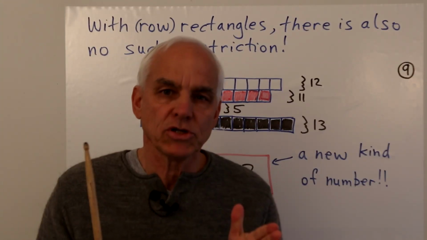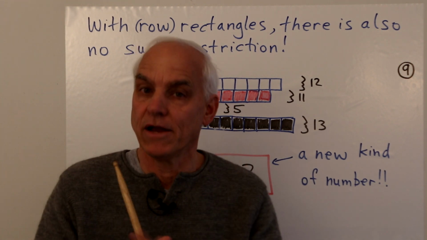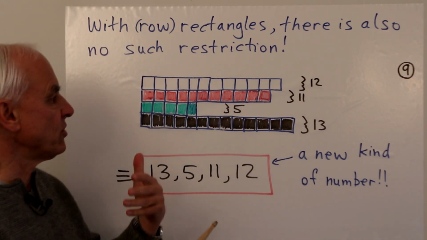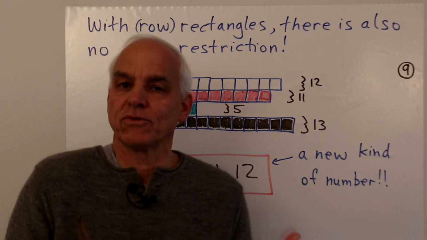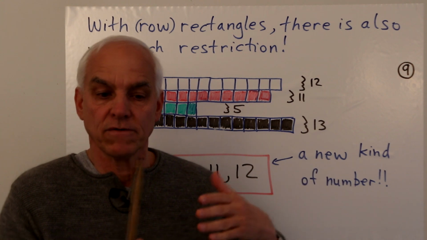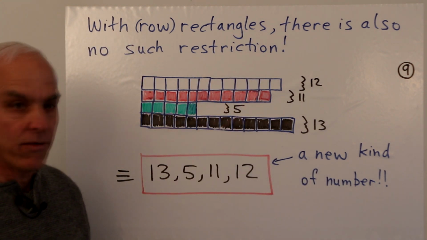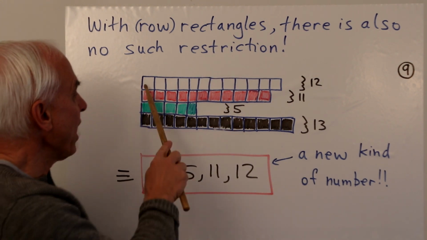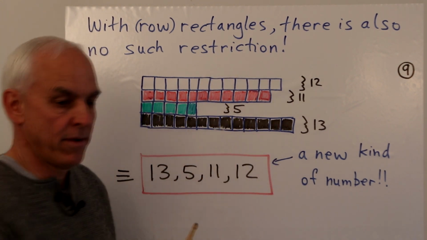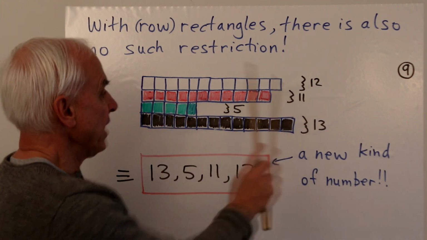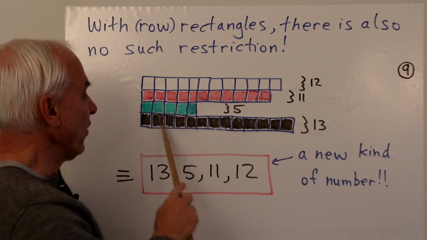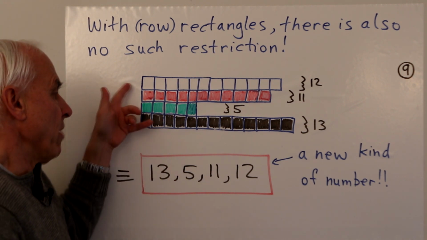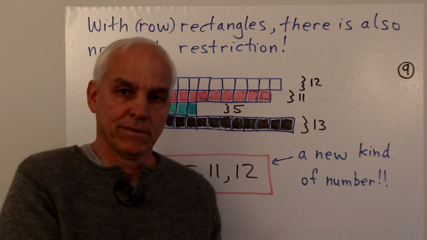Now, a very similar story happens with the row rectangle kind of diagrams. They also can be represented in a more general way. There's no intrinsic restriction on the size of the rows that appear in such a diagram. There's nothing, for example, to prevent us looking at a situation like this where we have, say, 12 ones and 11 tens and 5 hundreds and 13 thousands. That would represent also a certain amount of money.